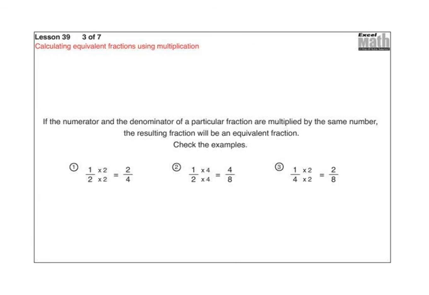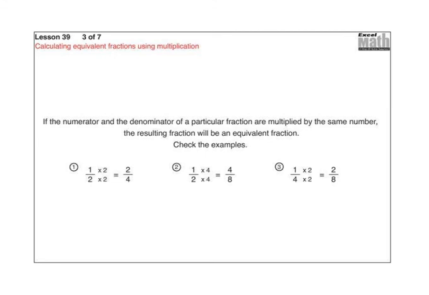If the numerator and denominator of a particular fraction are multiplied by the same number, the resulting fraction will be an equivalent fraction. Check the examples. And I have a little saying for this that I want you to learn. We do a little chant that goes, you must multiply or you must divide the top and the bottom by the same number. Let's try it. You must multiply or you must divide the top and the bottom by the same number.